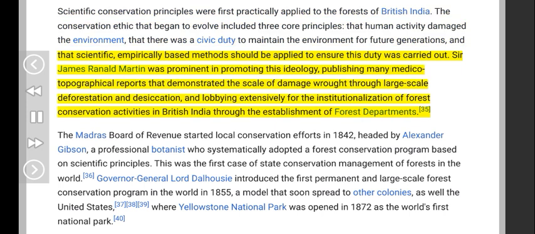Sir James Ronald Martin was prominent in promoting this ideology, publishing many medico-topographical reports that demonstrated the scale of damage wrought through large-scale deforestation and desiccation, and lobbying extensively for the institutionalization of forest conservation activities in British India through the establishment of forest departments.